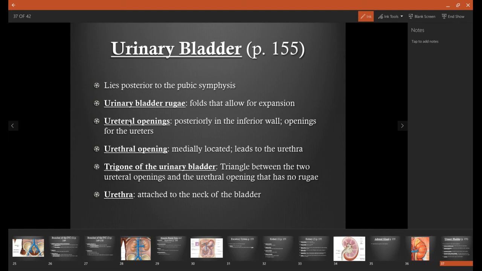There are also ureteral openings, so there will be two ureteral openings, one for each ureter, the left and the right. And then there's only one urethral opening. That's just going to lead to the urethra, and we'll talk about what that is in just a moment.